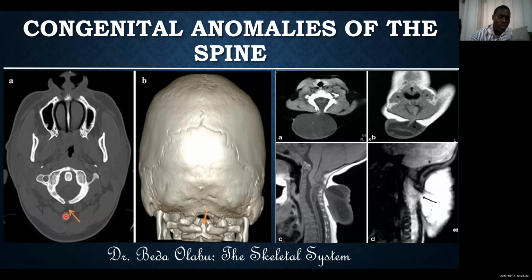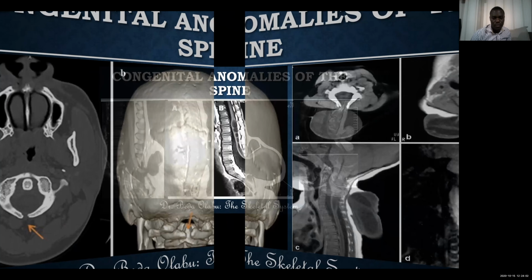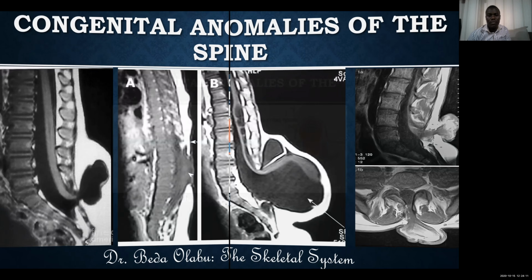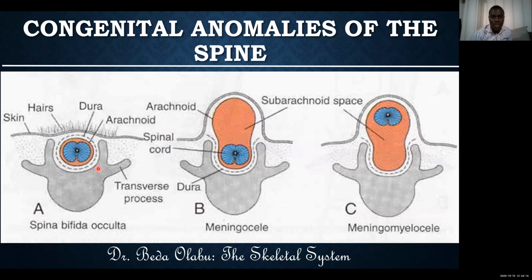You can have spina bifida without a swelling. That type of spina bifida without a swelling is the one you called earlier spina bifida occulta, as opposed to spina bifida with a swelling, which you now call meningocele or myelomeningocele, depending on what is inside. This is showing you myelomeningocele. So this is the concept of spina bifida.